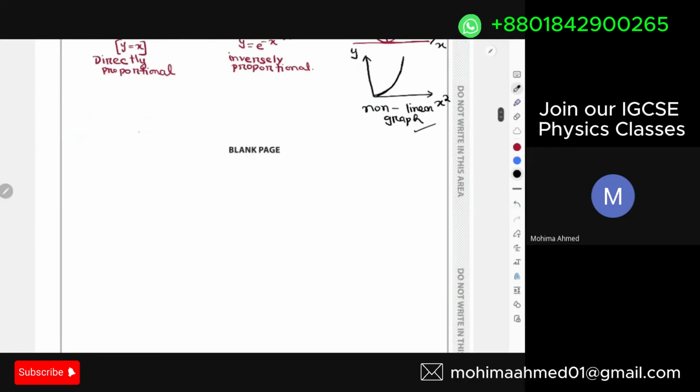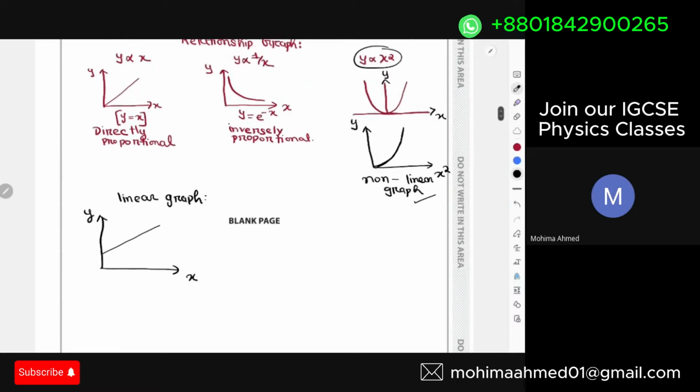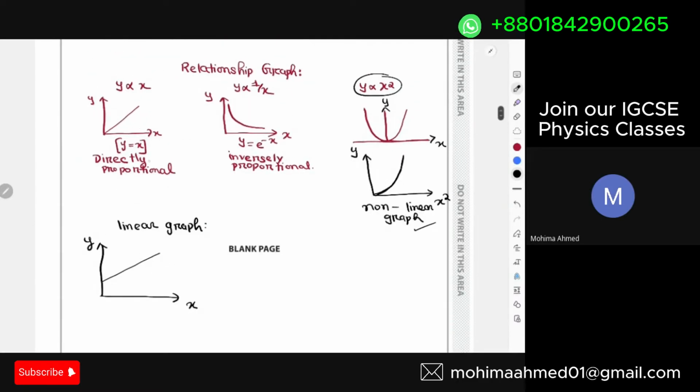And the last one is your linear graph. The difference between a linear graph and a directly proportional graph is that a directly proportional graph will always pass through the origin and a linear graph will never pass through the origin, right? So this is your linear graph and this is your directly proportional graph. So these are your four different types of relationship graphs.